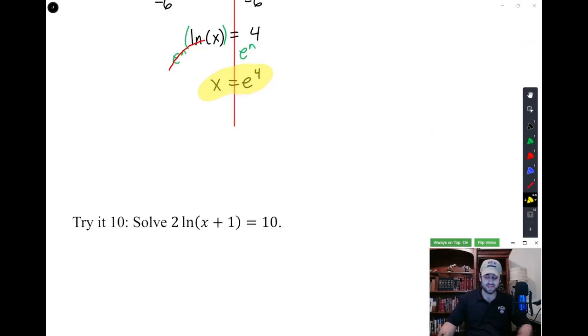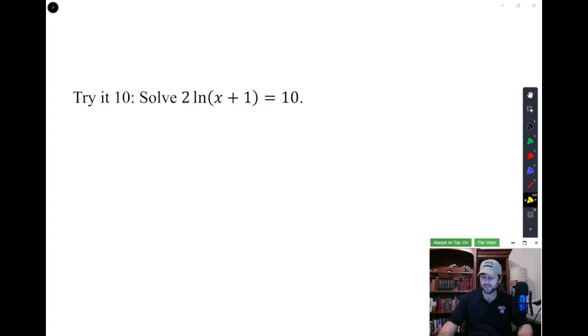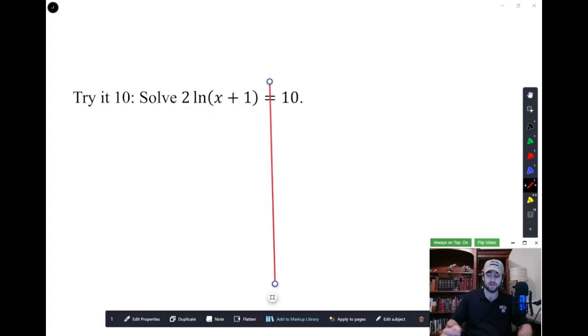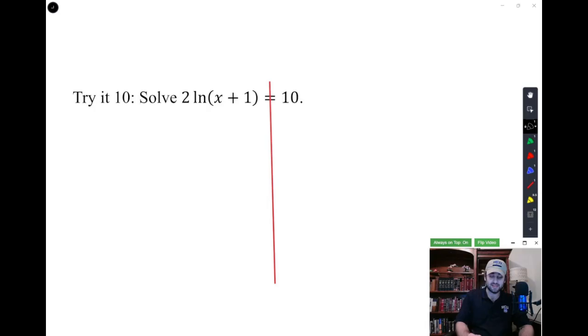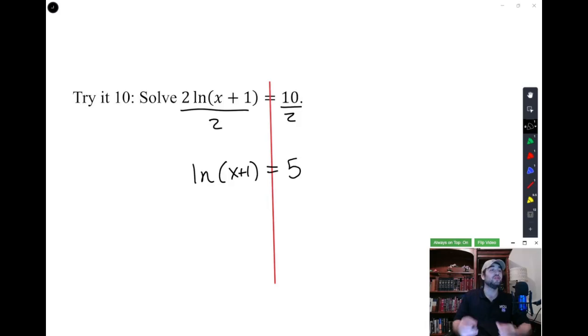So we'll do another one that looks like it. Remember, don't forget your college algebra skills just because we're in logarithms. Your college algebra skills say divide by 2 first, and that's what we're going to do. So the natural log of x plus 1 equals 5. Do the easy algebra first. It'll make your logarithm way easier to solve.